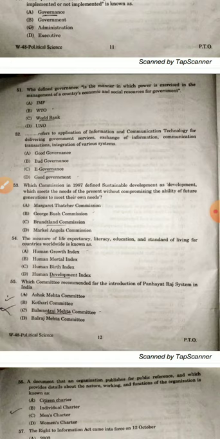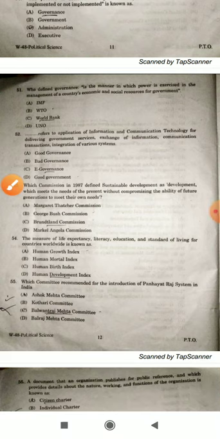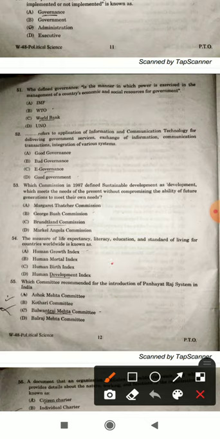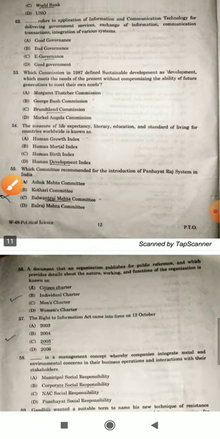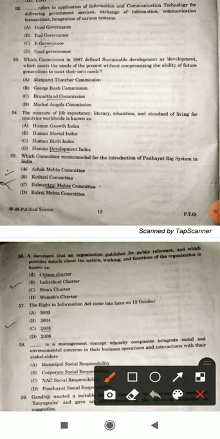Question number 54. The measure of life expectancy, literacy, education and standard of living for countries worldwide is known as? Answer is D. Human Development Index. Question number 55. Which committee recommended the introduction of the Panchayati Raj system in India? Answer is C. Balwant Rai Mehta Committee.